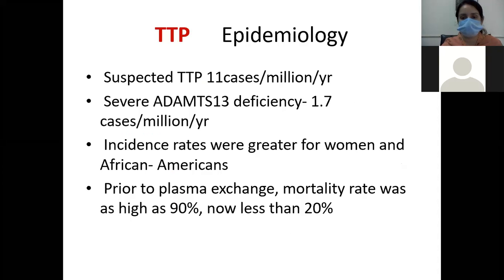So we have done the ITP. Next, we are going to do the TTP. This is thrombotic thrombocytopenic purpura. So the suspected TTP cases are 11 cases per million per year, and severe ADAMTS13 deficiency is found in 1.7 cases per million per year. So incidence rates were greater for women and African Americans. And prior to plasma exchange the mortality rate was as high as 90% and now it is less than 20%.